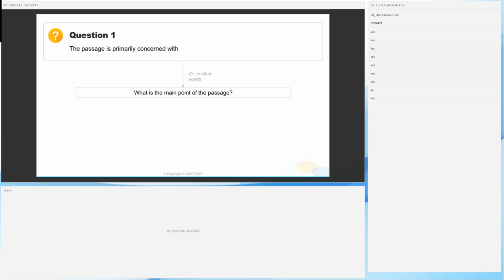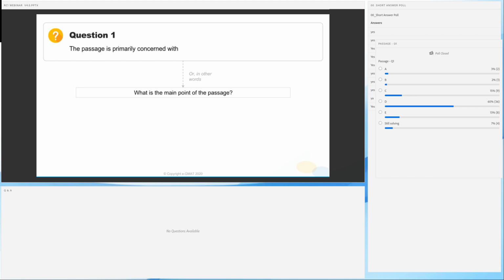Okay. Now, with that, let's start with the poll question. We're going to quickly go through this. I'm going to focus primarily on where you guys made mistakes. This is passage 1. 60% of you got this right. So I'm going to focus on choices C and E.